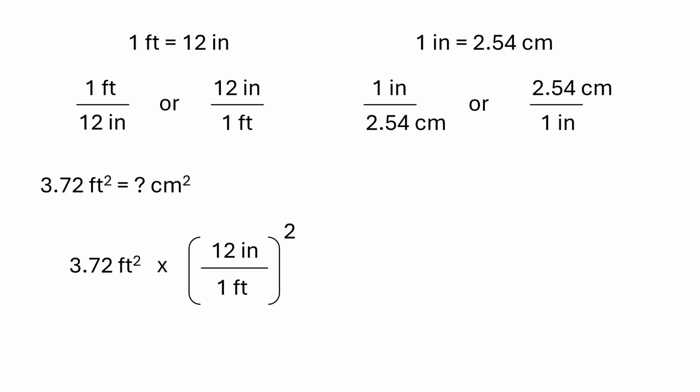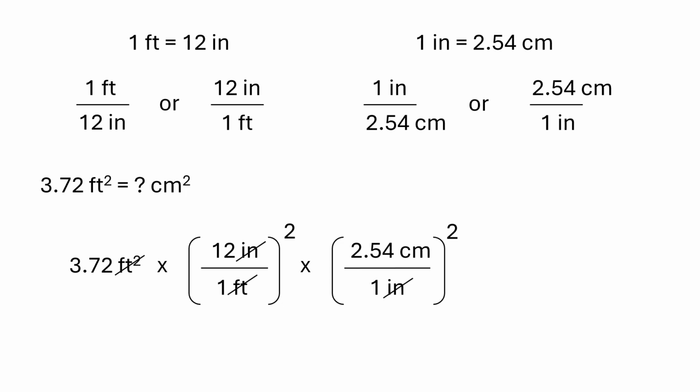So, this will become square inches at the top and square feet at the bottom. And you can now cancel square feet. Then, multiply this with the correct conversion factor so you can eventually convert this to square centimeters. So, times 2.54 centimeters at the top and 1 inch at the bottom, and then square the conversion factor so you can cancel square inches.